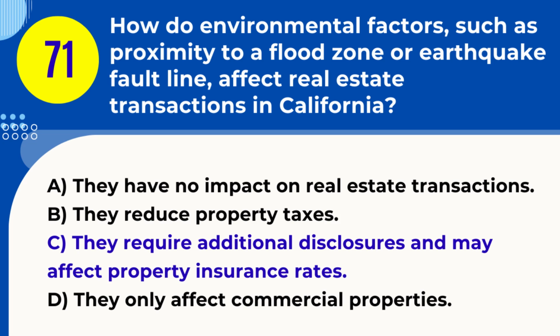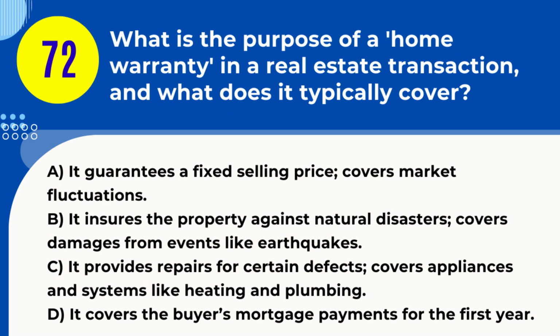Answer: C. They require additional disclosures and may affect property insurance rates. Explanation: Proximity to environmental hazards like flood zones or fault lines requires additional disclosures to buyers and can lead to higher insurance rates.